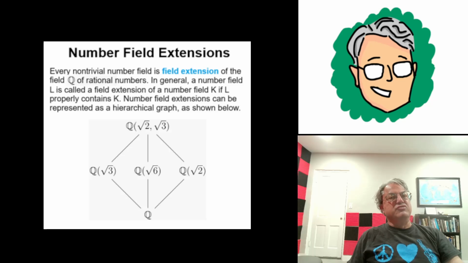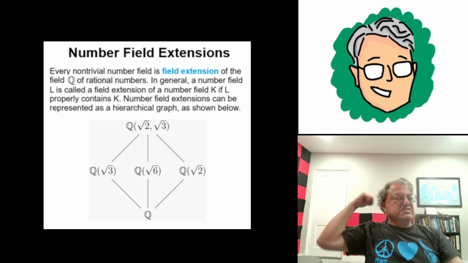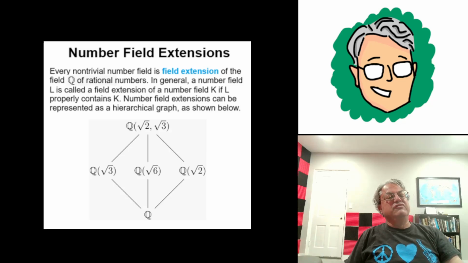It has degree 4 over Q, but it also has degree 2 over Q adjoin square root of 3, Q adjoin square root of 6, and Q adjoin square root of 2. So you always have this kind of structure with number fields. And this is important. I mean, this comes into play a lot when you study Galois theory. I'm not getting into Galois theory in this particular lecture. I'll probably do that in a future one. But anyway, that's what number field extensions are.